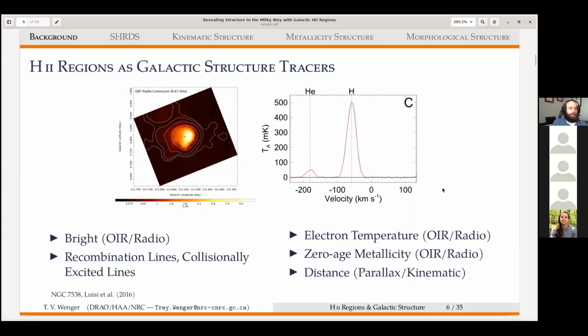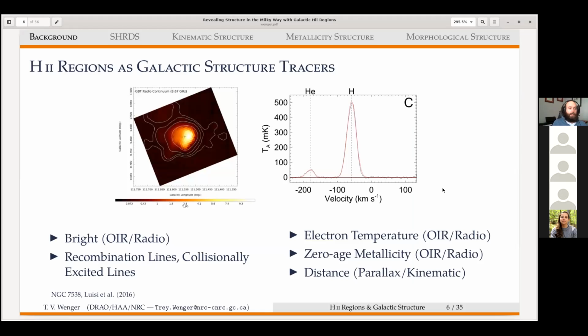There's other reasons why H2 regions are great tracers of galactic structure. First, and probably most importantly, is that they're extremely bright, especially at radio wavelengths, where H2 regions are among the brightest objects in the sky at about 10 gigahertz. On the left here is a GBT radio continuum map of an H2 region, just showing how crazy bright these things can be. This is NGC 7538, by the way.